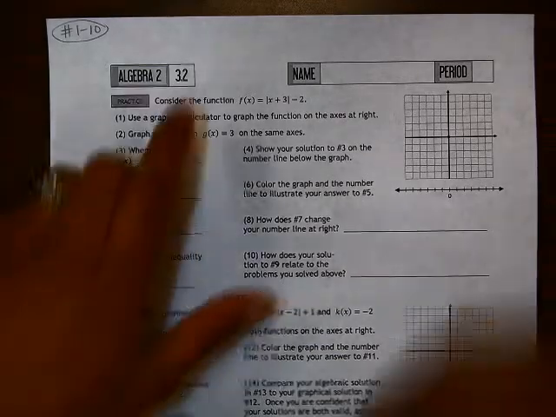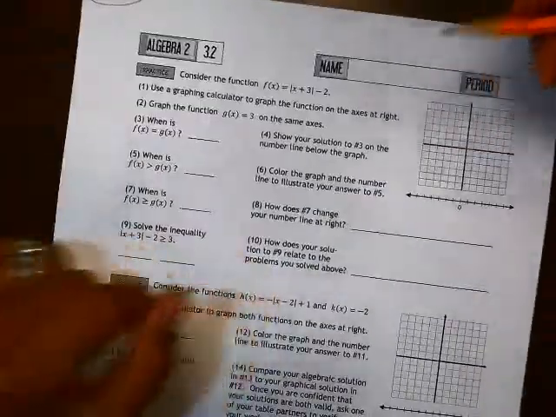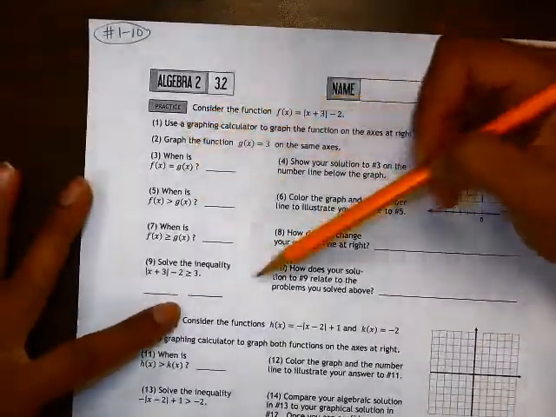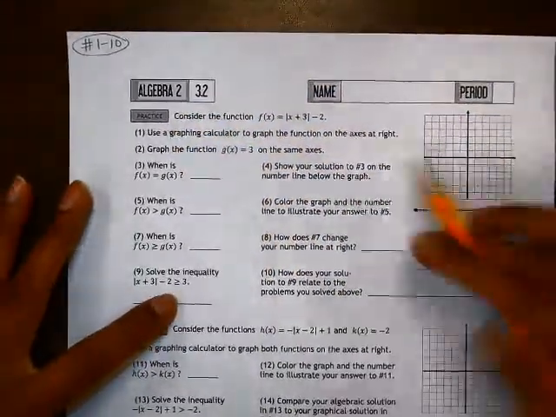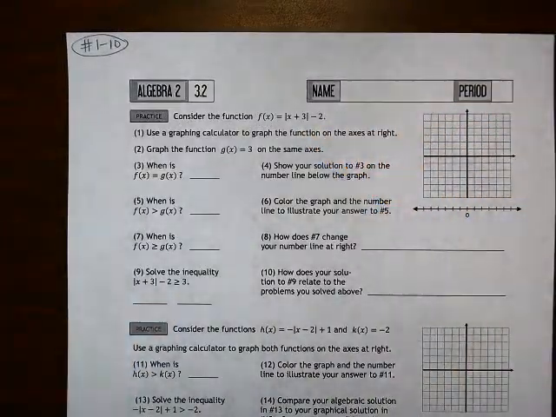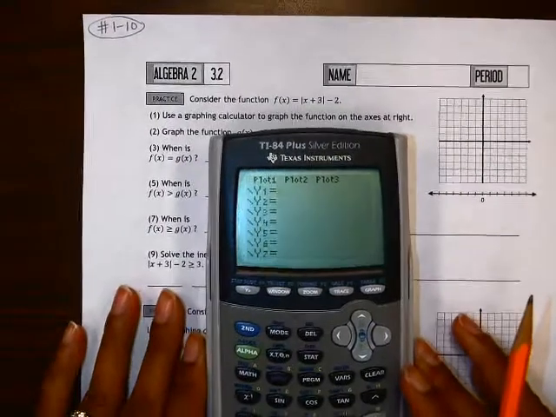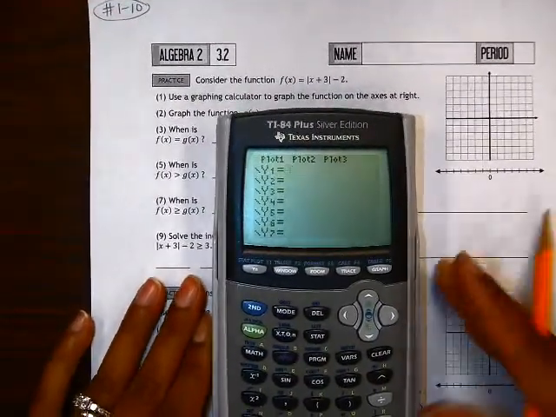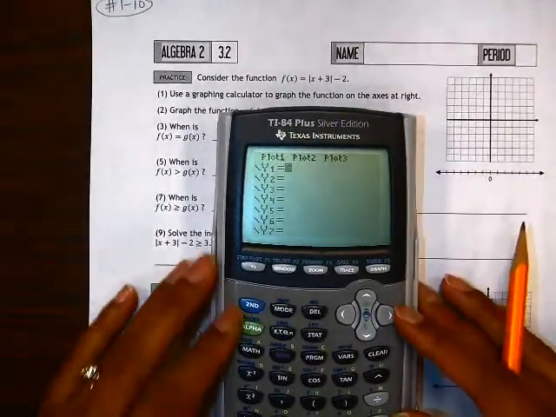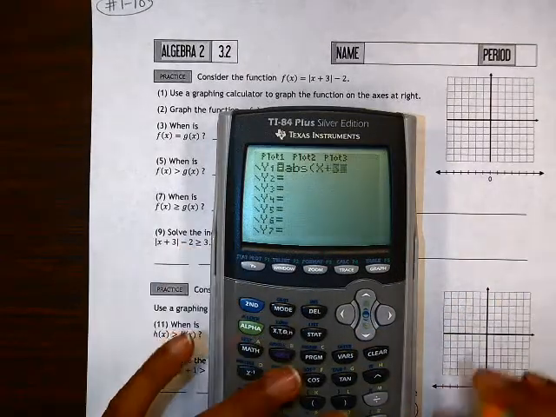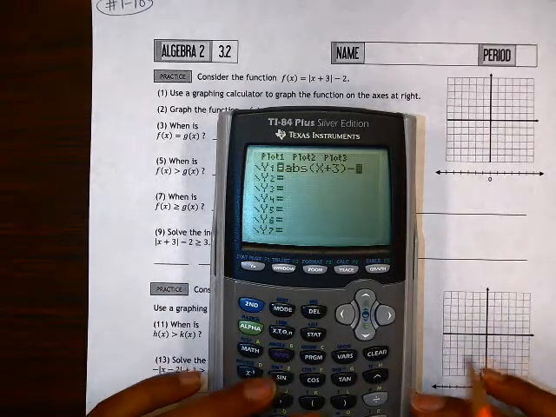All right, this is worksheet 3.2, which is an introduction to absolute value inequalities. We're going to start with this first section, 1 through 10. We're considering this function and we're using a graphing calculator to graph the function. So here's the graphing calculator screen where I can enter the function: absolute value of x plus 3, and then minus 2.